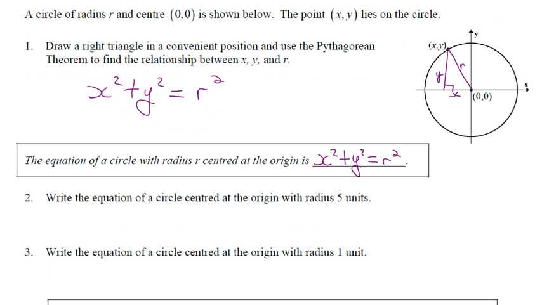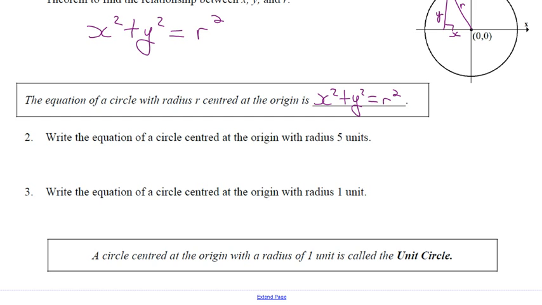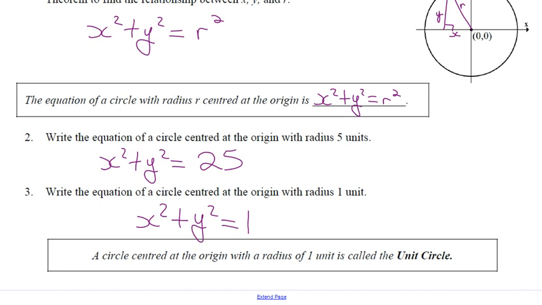Write the equation of a circle centered at the origin with radius 5 units. So what's it going to be? x squared plus y squared equals 25. Usually if we can do something, we do it, so we don't say 5 squared, we say 25. Write the equation of a circle centered at the origin with a radius of 1 unit. x squared plus y squared equals 1. A circle centered at the origin with radius of 1 unit is called the unit circle. So you probably know all about the unit circle now.